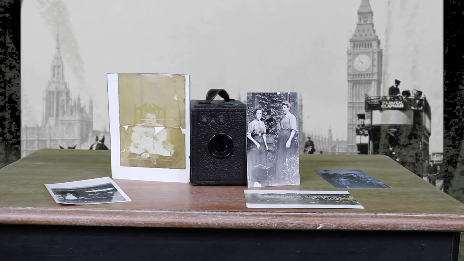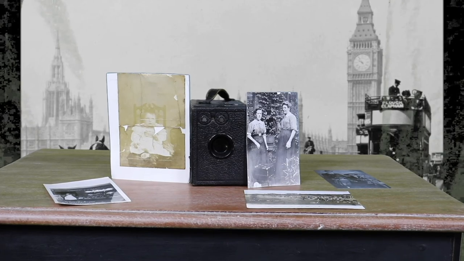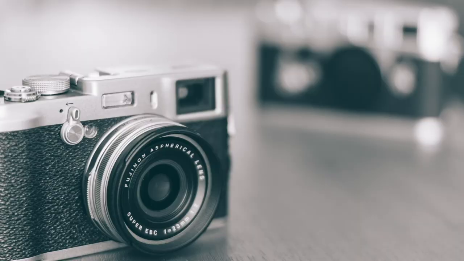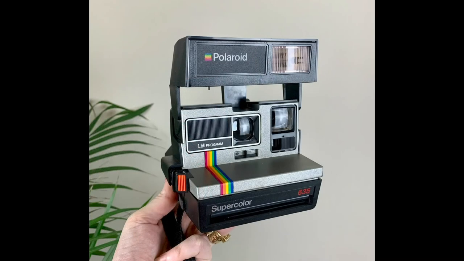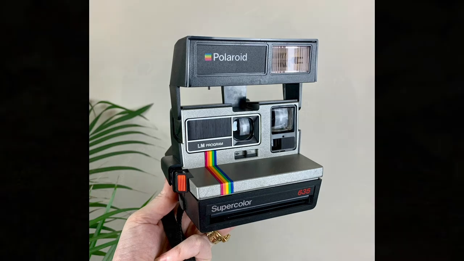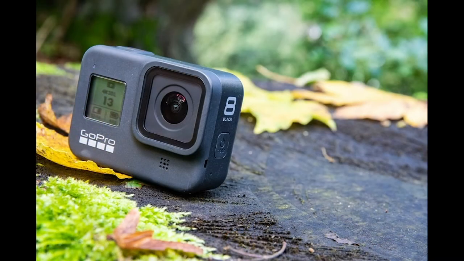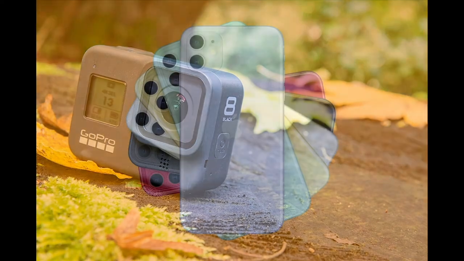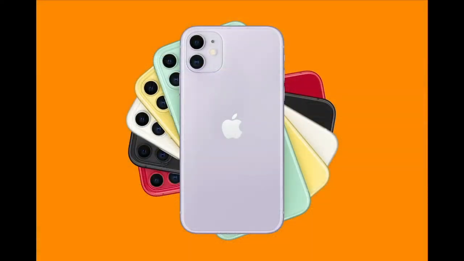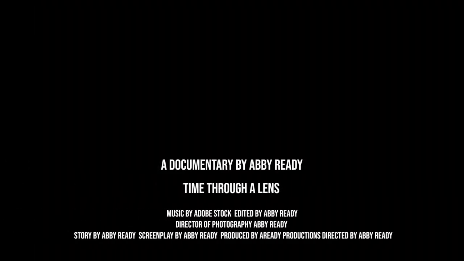Over the years, cameras have transformed from box to film to Polaroid to DSLR to GoPro and even smartphones. So next time you take a picture, consider how much history went into capturing that one moment.